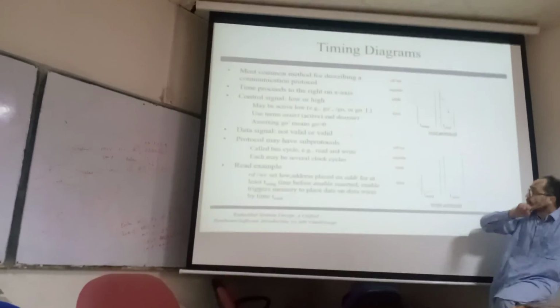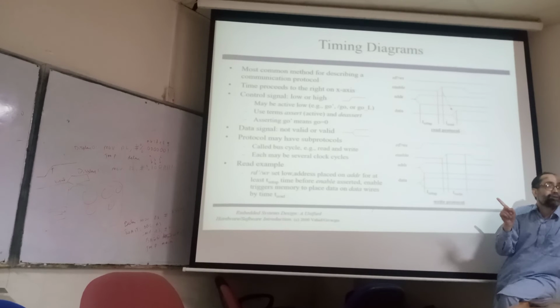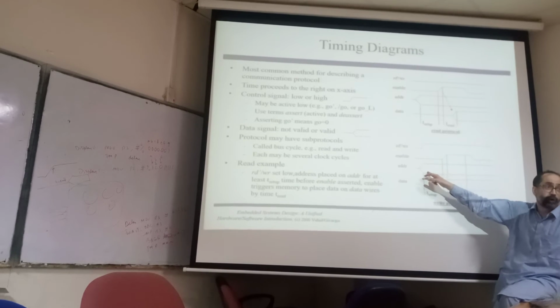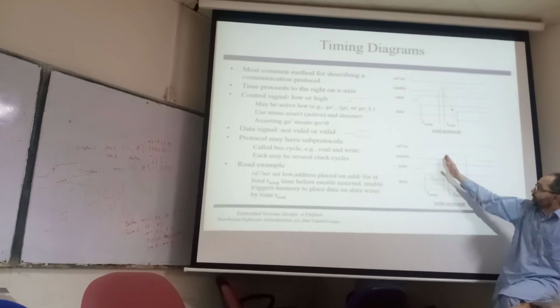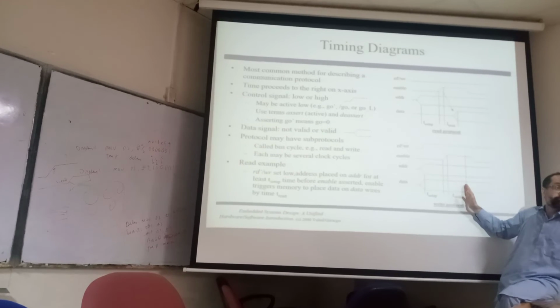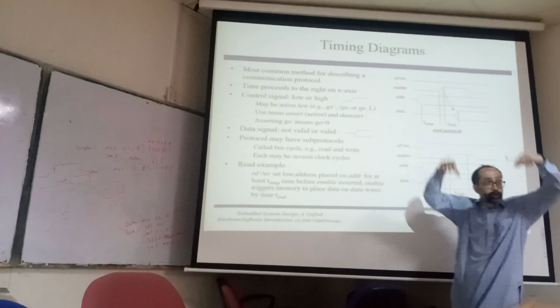In the write protocol, when the enable is 1, what will be the direction of the data? From the microprocessor to the memory. So in this case, the microprocessor will provide both the address and the data, and the enable stays 1 until the data is written into the actual memory location.